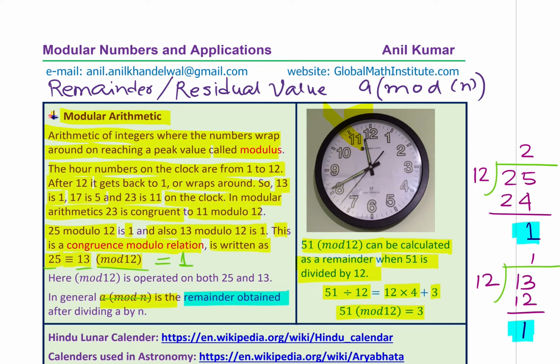Well, this operation of mod or modular arithmetic was very much developed in olden days, in olden civilizations, especially in India. We had the Hindu lunar calendar. The reference here is given to you. Also, Aryabhatta was an excellent mathematician who did a lot of work on this. And his calendars, which are both lunar and solar calendars, linked all the planets. And those are still used in astronomy. So here are the references which you could check.